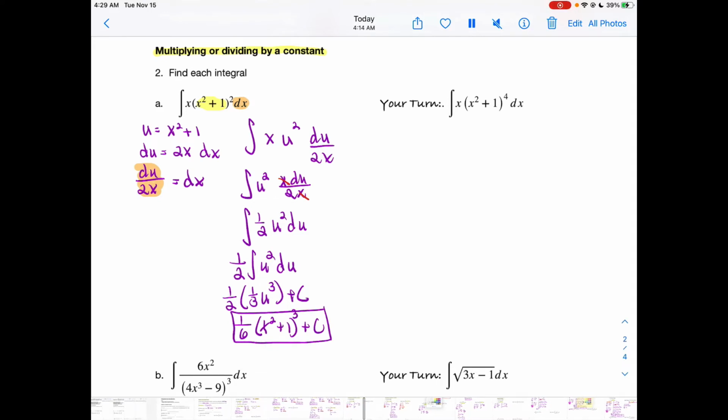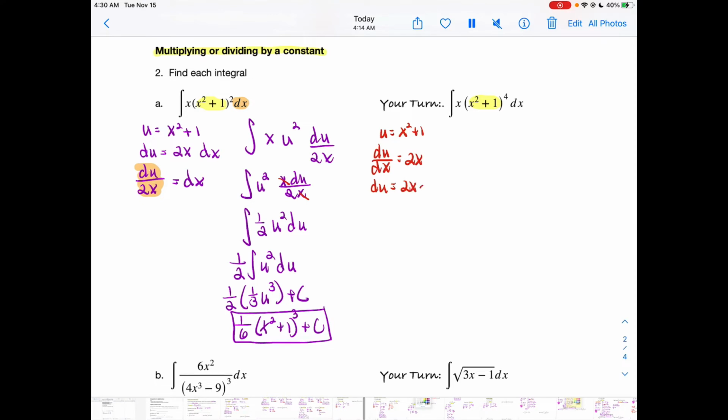All right, you try the next one. So we know our inside function is x squared plus 1, so we're going to let u equal x squared plus 1. And then we find the derivative of u, which would be 2x dx. Now I don't have 2x dx, so I'm going to get dx by itself, and so that dx is going to be equal to du divided by 2x.